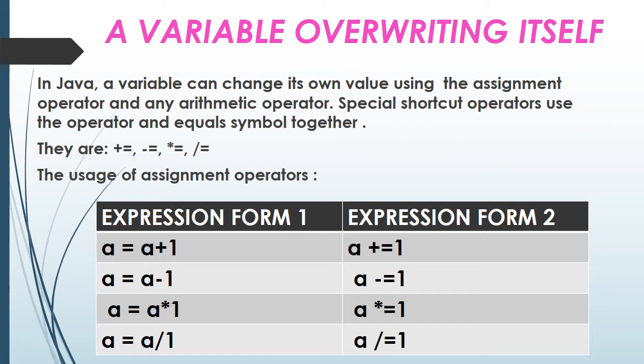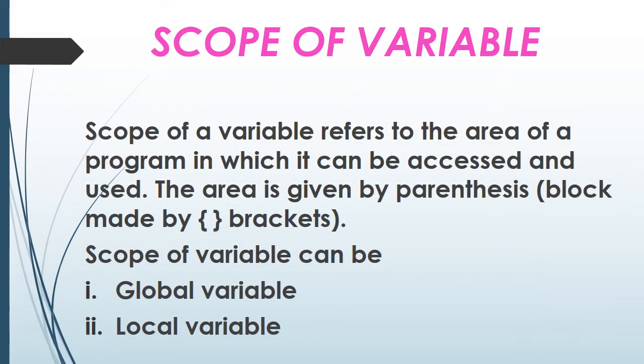So these were the uses of shortcut operators, how a variable can change its value by using shortcut operators. The next topic is scope of variable. The scope of a variable refers to that area of the program in which only it can be accessed and used.